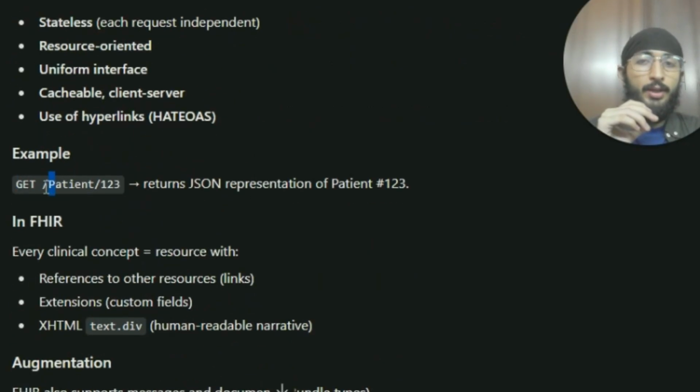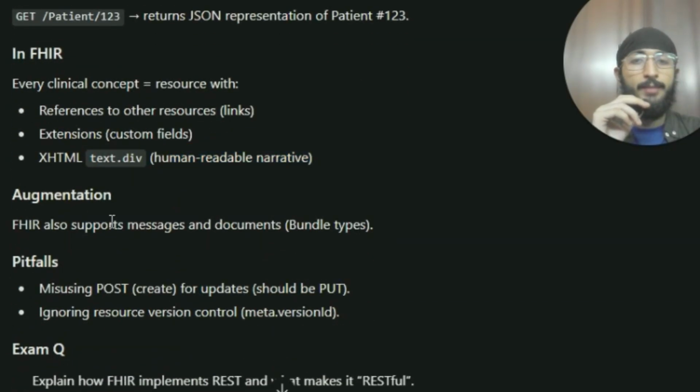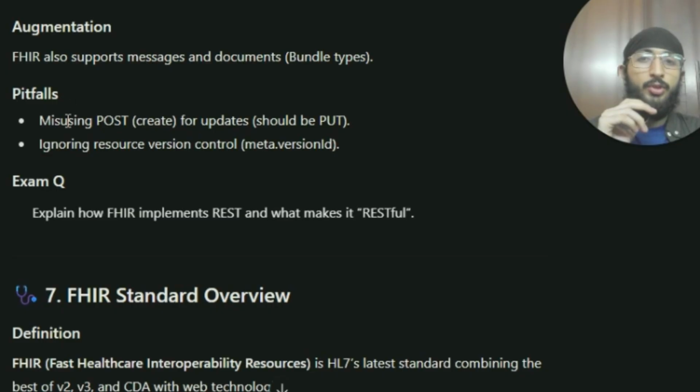So a GET request for patient 123 returns a JSON representation of the patient with ID 123. In FHIR, every clinical concept is equal to a resource with references to other resources, that is, they are interlinked, extensions, that is custom fields, and XHTML text.div, the human-readable narrative. So augmentation: FHIR also supports messages and documents in bundle types, right? Pitfall is misusing POST, that is create, for updates, which should be PUT, right?